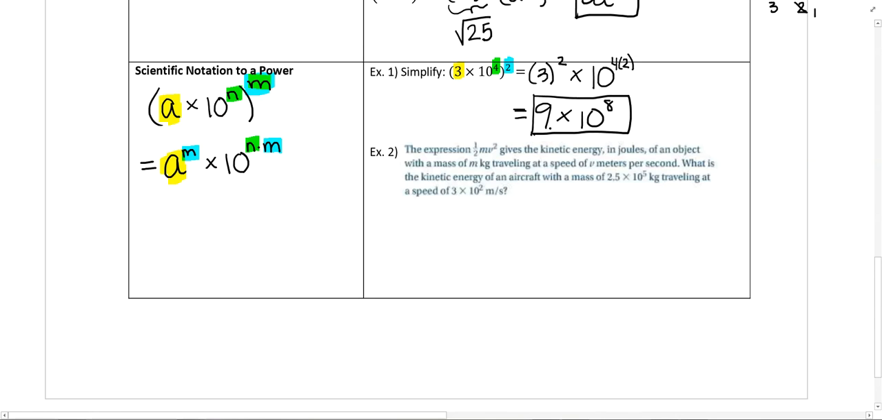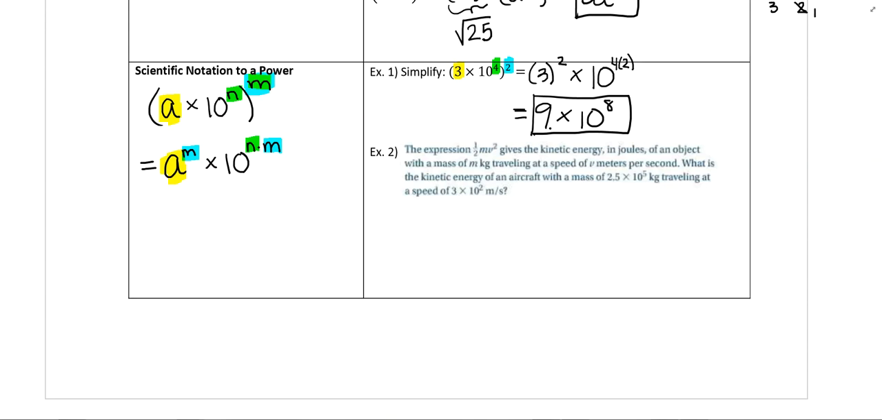All right, last example. Example 2. The expression 1/2 m times v squared gives the kinetic energy in joules of an object with a mass of m kilograms traveling at a speed of v meters per second. What is the kinetic energy of an aircraft with a mass of 2.5 times 10 to the 5th kilograms, traveling at a speed of 3 times 10 to the second meters per second?